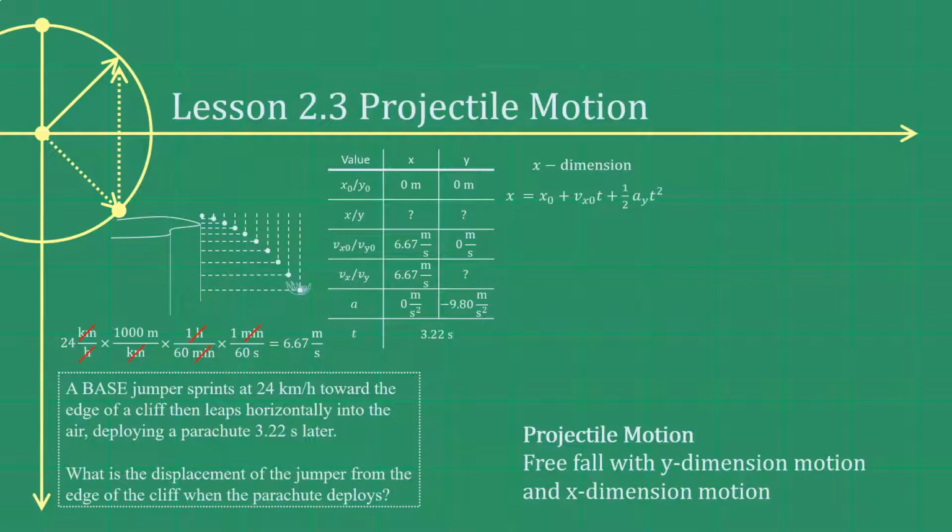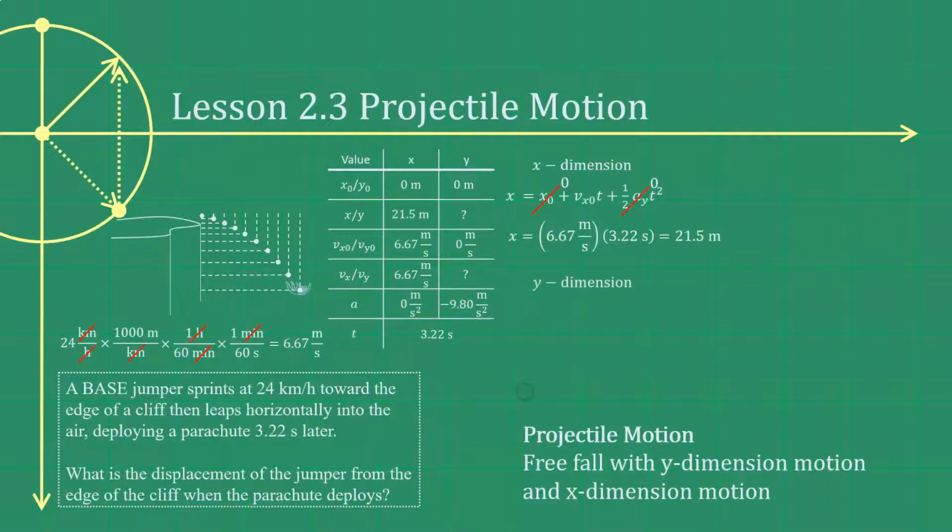The equation for the x dimension is going to be this one, because these are the variables that I know from my table. And I'm just going to cross off what's going to be 0. Most importantly, there's 0 acceleration, so that entire final term crosses off. My initial position is also 0, and this simplifies to be a very simple equation, 6.67 meters per second times 3.22 seconds. And we would expect it to be this simple because I'm moving at a constant speed in the x dimension for a certain amount of time. My distance is going to be 21.5 meters. I'm just going to go ahead and plug that into my table now that I know what it is.